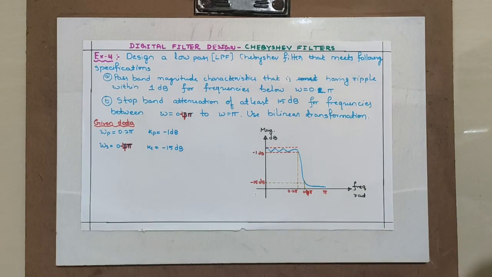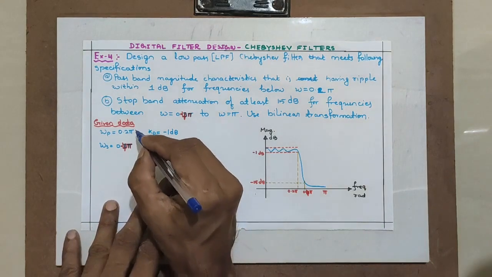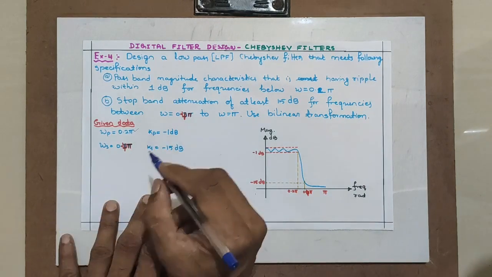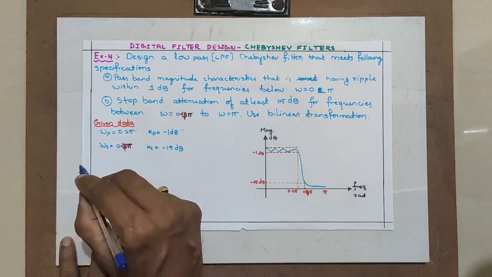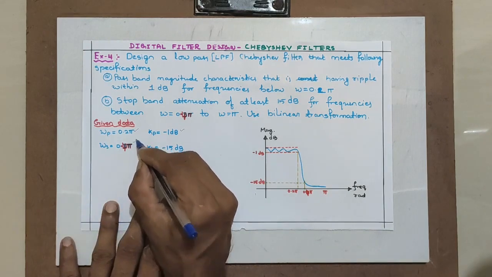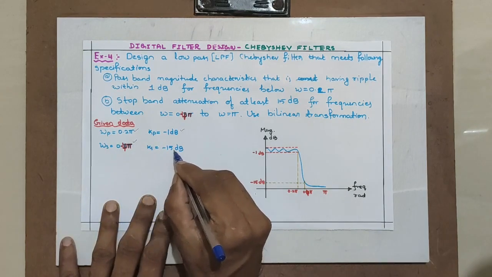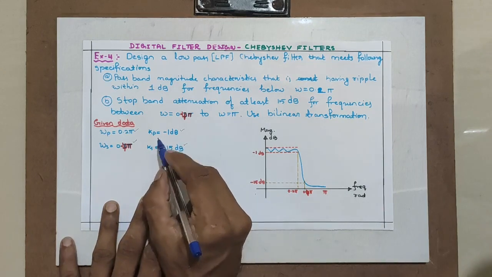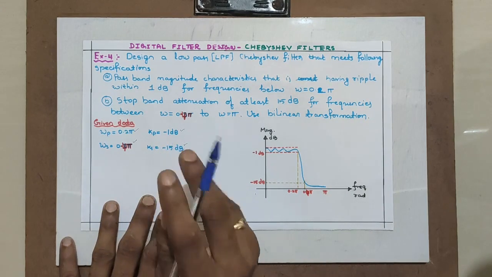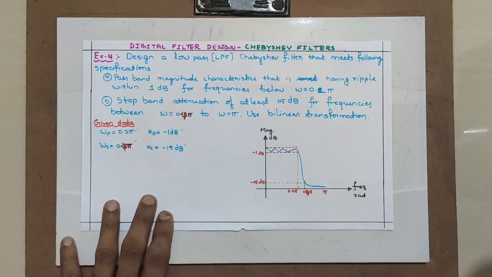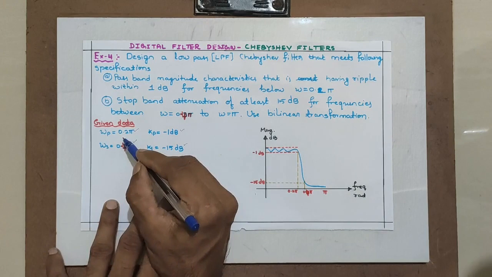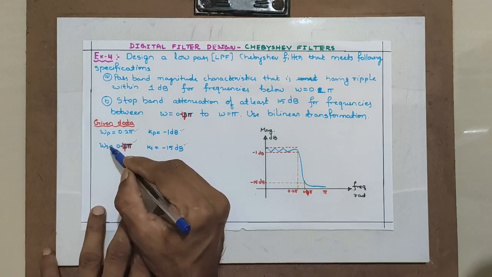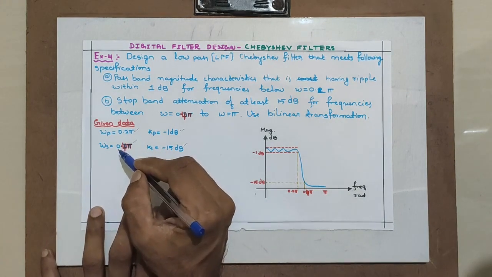Let us understand the given data. See the given data: Wp is 0.2 pi and Kp is equal to minus 1 decibel. Ws, or stop band edge frequency, is 0.4 pi with Ks is equal to minus 15 decibel. You can see Kp and Ks are in decibels, that means they are in the proper manner in which we want it, whereas Wp and Ws are given in radians, they are given in the digital domain.